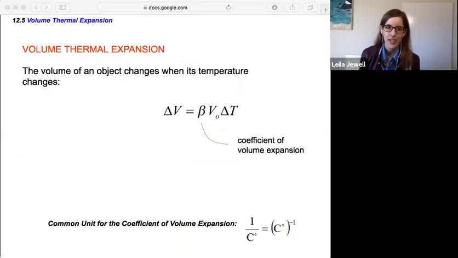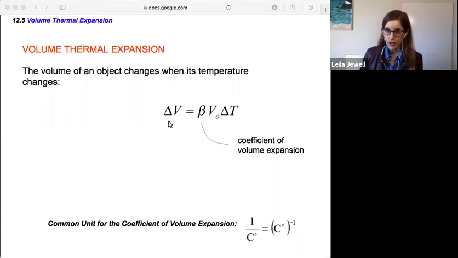Section 12.5, volume thermal expansion. So not only do we have a change in length, but it's going to happen, as I mentioned in the last example, in all directions. So we have a volume thermal expansion. The volume of an object will change when its temperature changes.